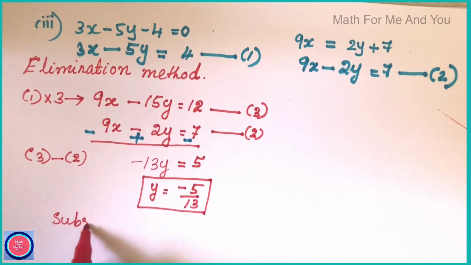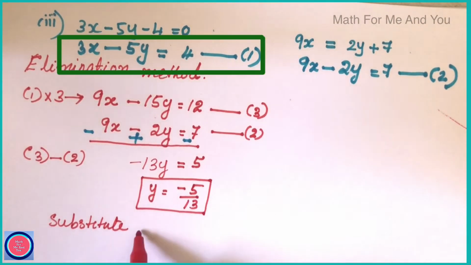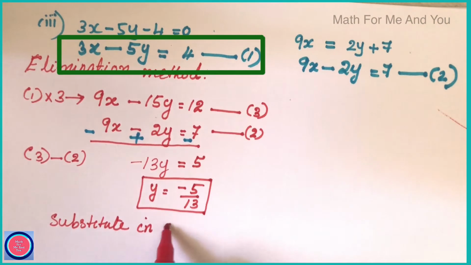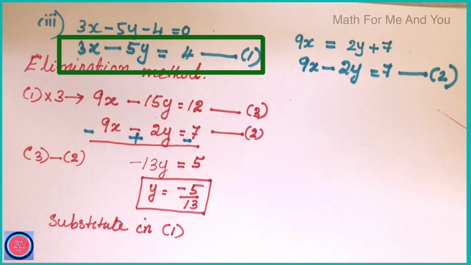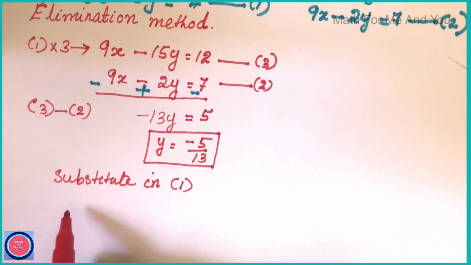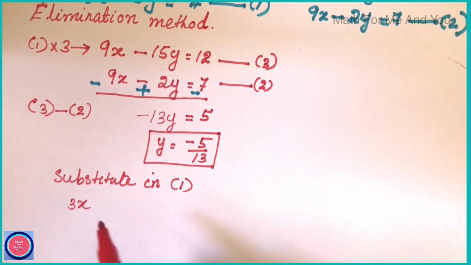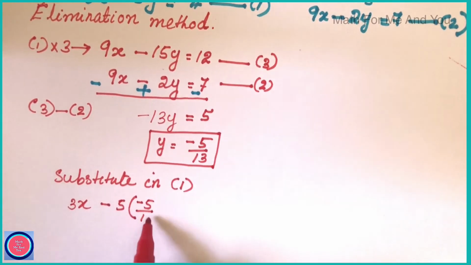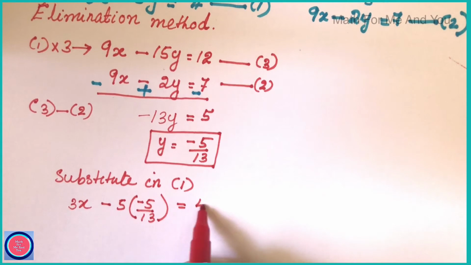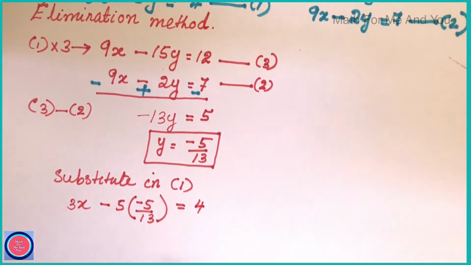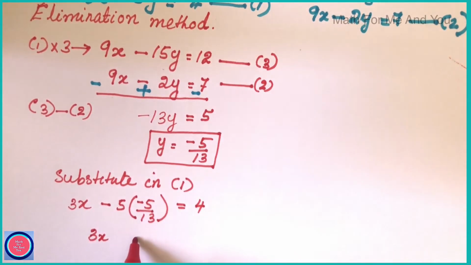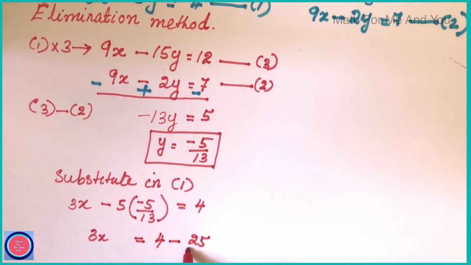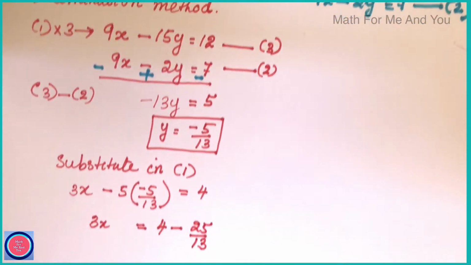Once we get the value of one variable, we can substitute it in any of the equations and find the value of the other variable. So you can select an equation. Here I am selecting equation number 1. Substitute in equation number 1: 3x minus 5y, now y is minus 5 over 13, is equal to 4. We move the number to the right side, so we get only 3x on the left side. When we move it to the other side, it becomes negative 25 over 13. But 4 is a number.